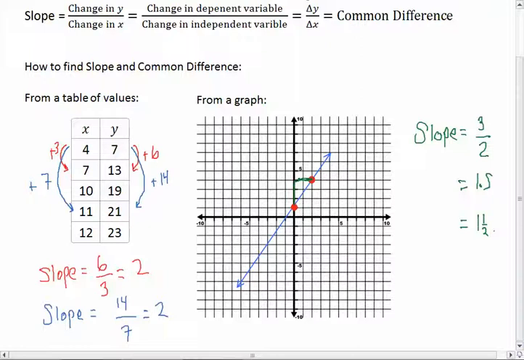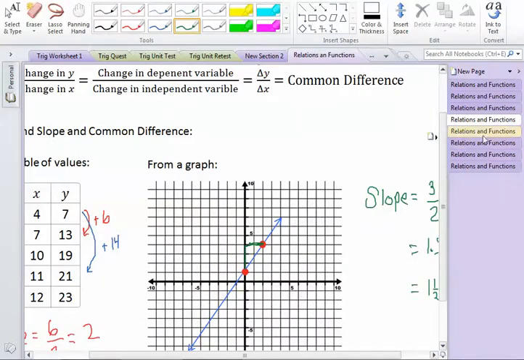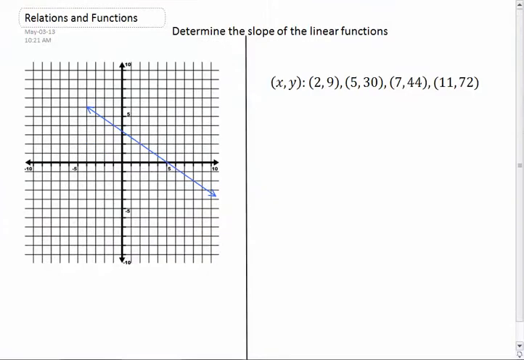Any questions so far with slope? Are you guys remembering slope? Is it starting to percolate? Rise and run, this is something you've seen before? That's right, good old rise over run. Love rise over run. Okay, let's take a look at some difficult examples here.